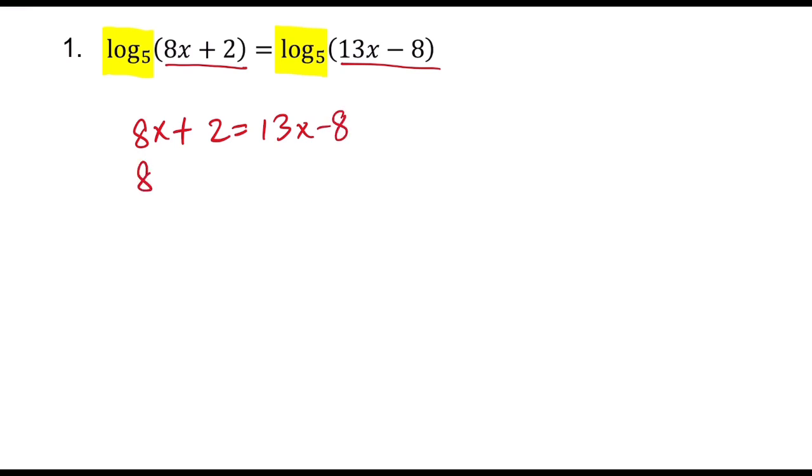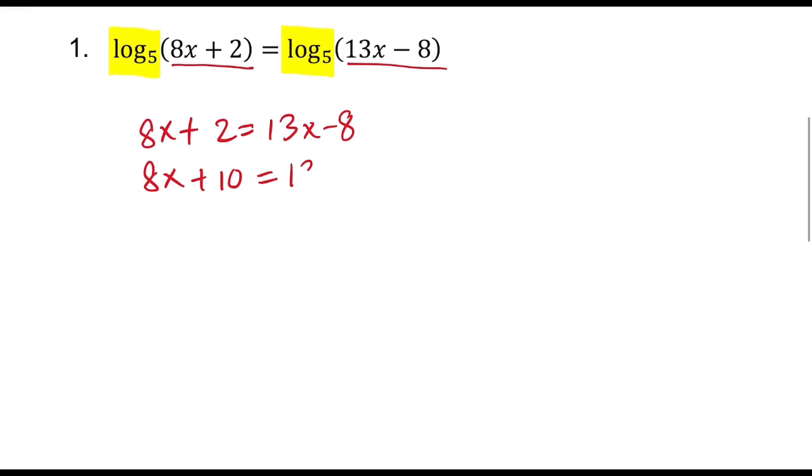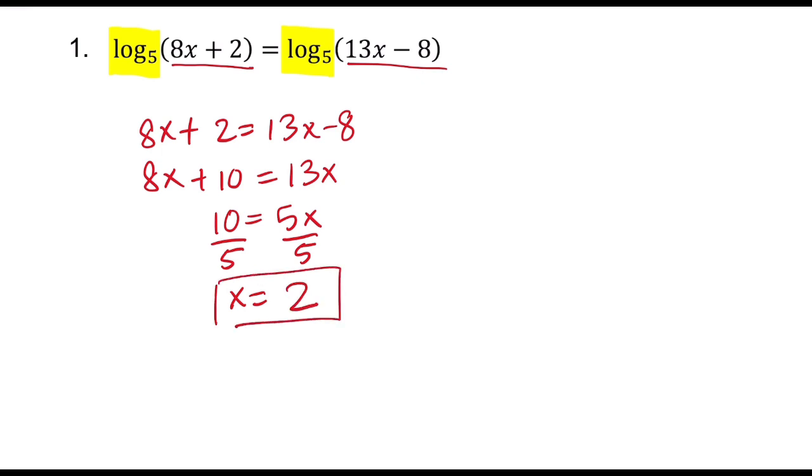I would first add 8 on both sides, and that would give me 8x plus 10 equals 13x. And now I would subtract 8x on both sides. So that would give me 10 equals 5x. To isolate for x, I would divide by 5, and that would give me x equals 2. And that is our final answer.